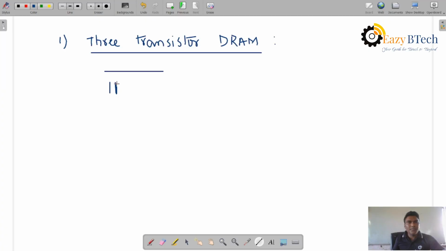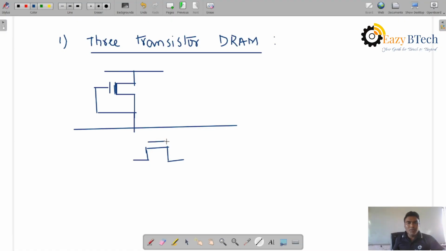Let us see this one. Which transistor is it? You see, it is a depletion mode transistor, right? It is connected as a pull-up transistor. Now the pull-down transistors, you can see this one. Again, this is an enhancement mode transistor.